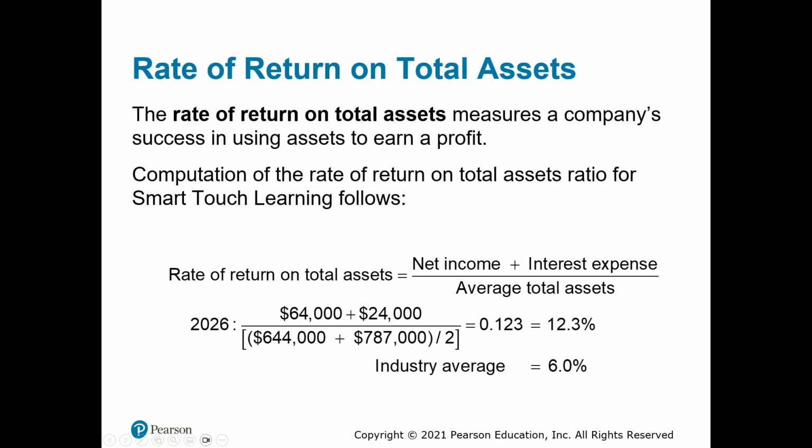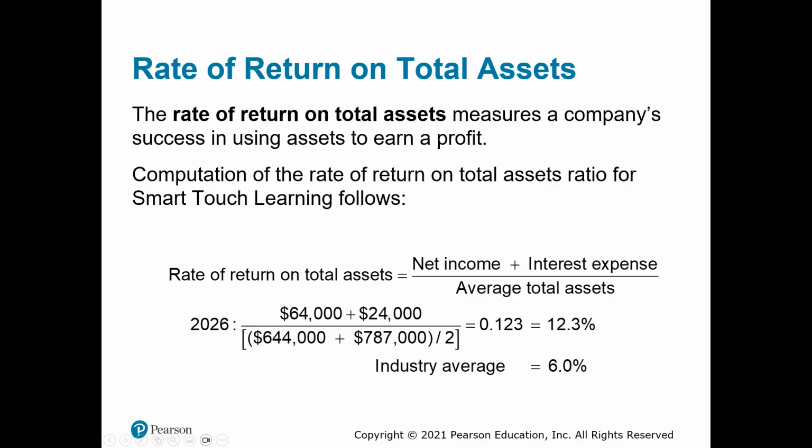And to do this, you take your net income, add back in your interest expense, and then divide by your average total assets. So for us, we had $64,000 of net income. We paid $24,000 of interest. Total those two together, and then go to your last two balance sheets, find the total assets that you reported on each of the last two balance sheets, and find the average of those two numbers by adding them together and dividing by 2.